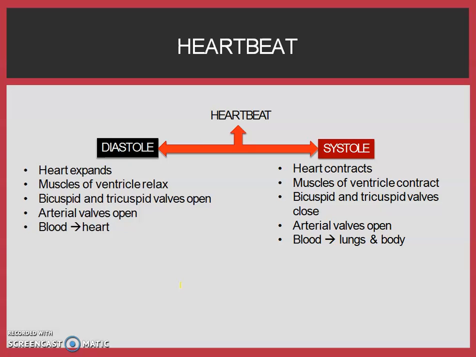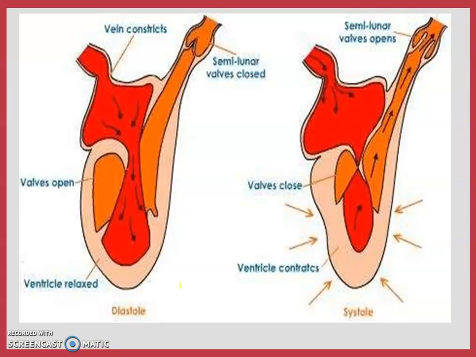Here I have told you, in diastole the heart expands, muscles relax, and the bicuspid and tricuspid valves open between the atria and the ventricles. Then arterial valves open and blood moves into the heart. In systole the heart contracts, the muscles of the ventricles contract, the bicuspid and tricuspid valves close, and the blood moves into the arteries, to the lungs and into the body. So this is the process.